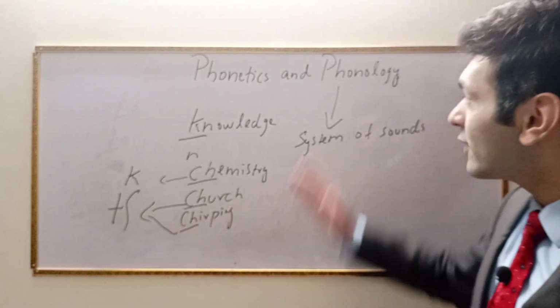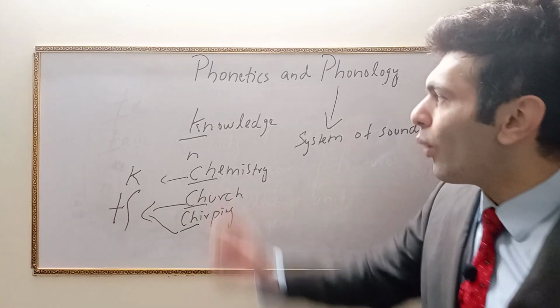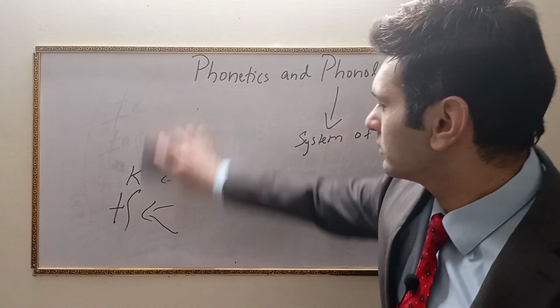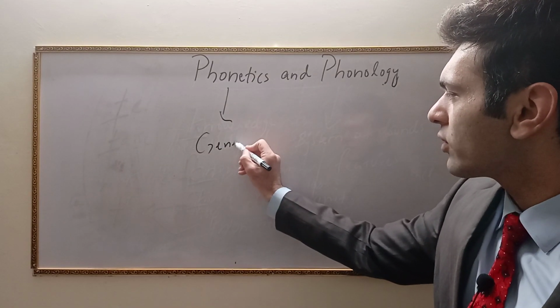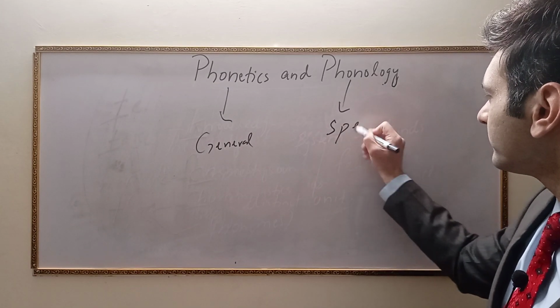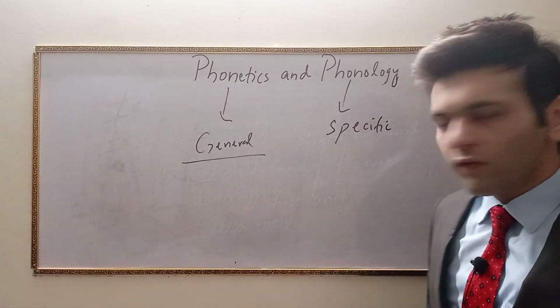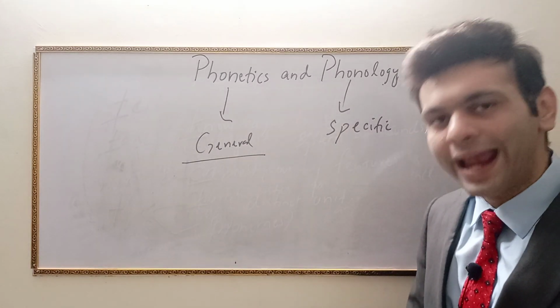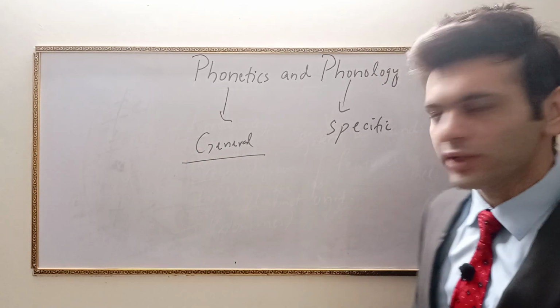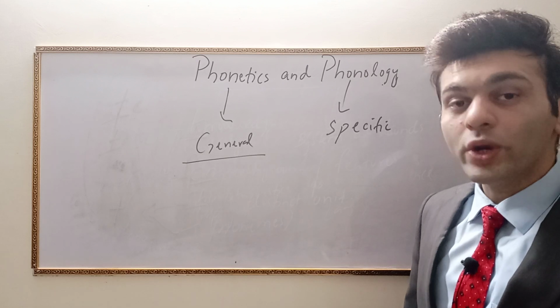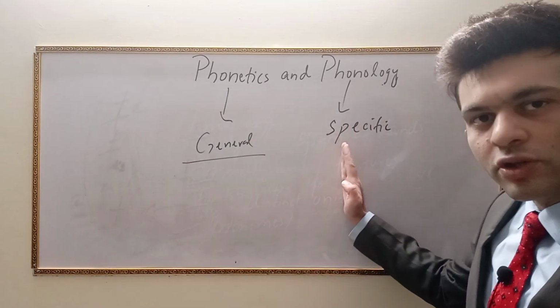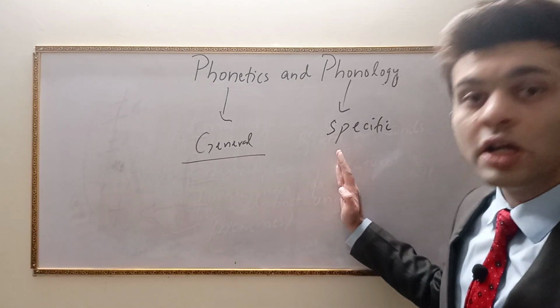And you must remember one thing, that phonology of every language is different, while phonetics can be generalized. Let me explain this. Phonetics is general, while phonology is specific. General means when you refer to the phonetics of any language, this idea of phonetics can be generalized over other languages. As far as phonology is concerned, we cannot generalize the system of sounds of one specific language onto the other. It means that the system of English is different from the system of Urdu or Pashto and Persian.